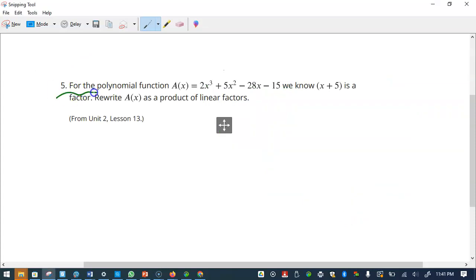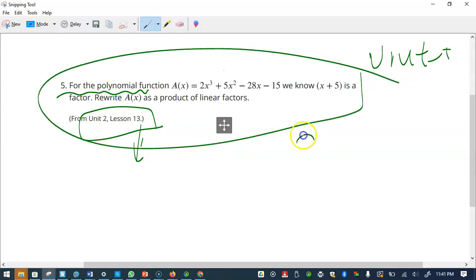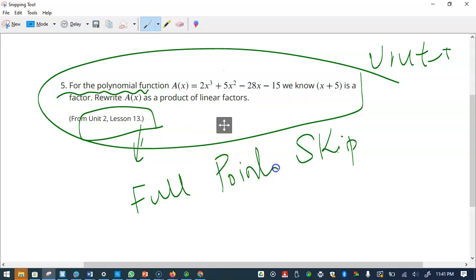So this question is from Unit 2, Lesson 3. Now, since I'm working on Unit 5, I'm going to skip this, so you don't have to do this. So I'll just skip this part, okay? In order to get full points for the work that you show, make sure you write all the work in the hard copy that is provided. And please understand those things.